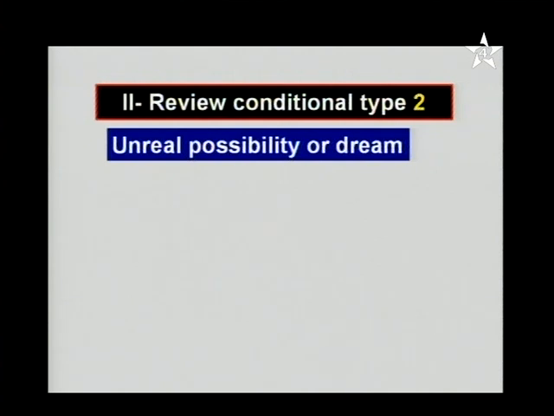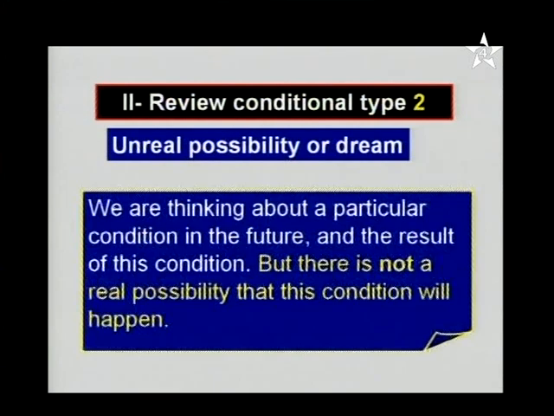Conditional type 2 is mostly referred to as unreal possibility or a dream. It's a kind of a dream. Let's see how. We are thinking about a particular condition in the future and the result of this condition. But there isn't a real possibility that this condition will happen.